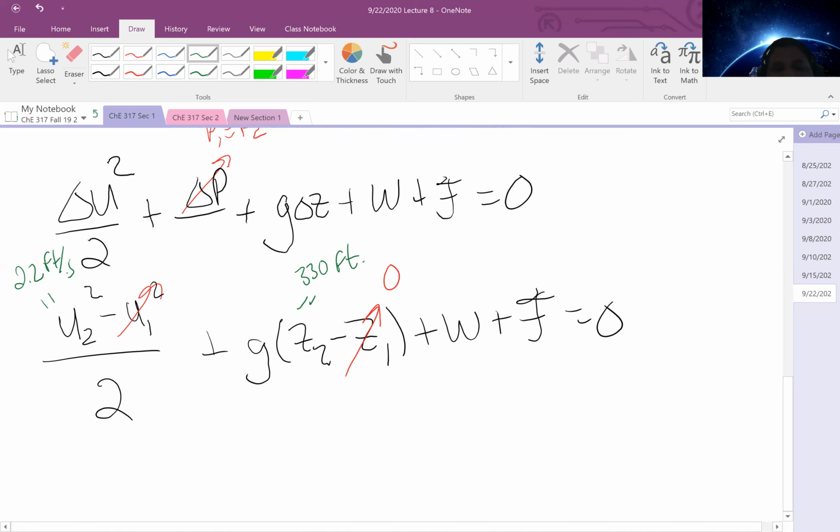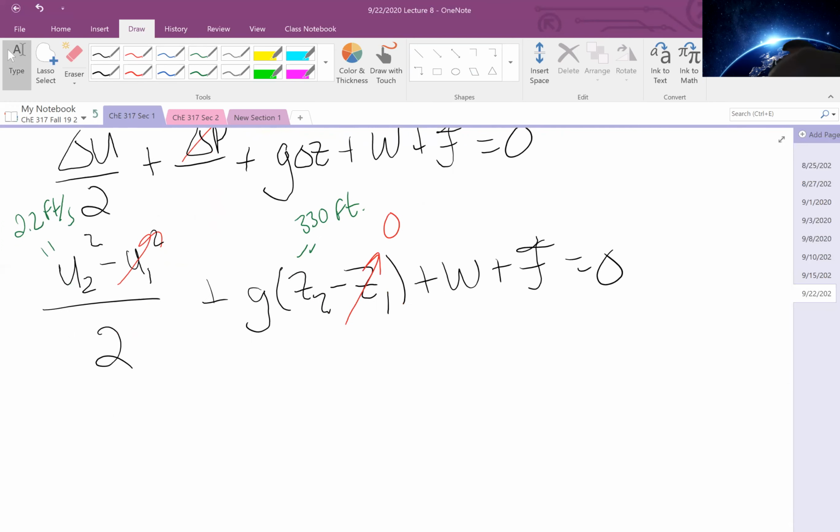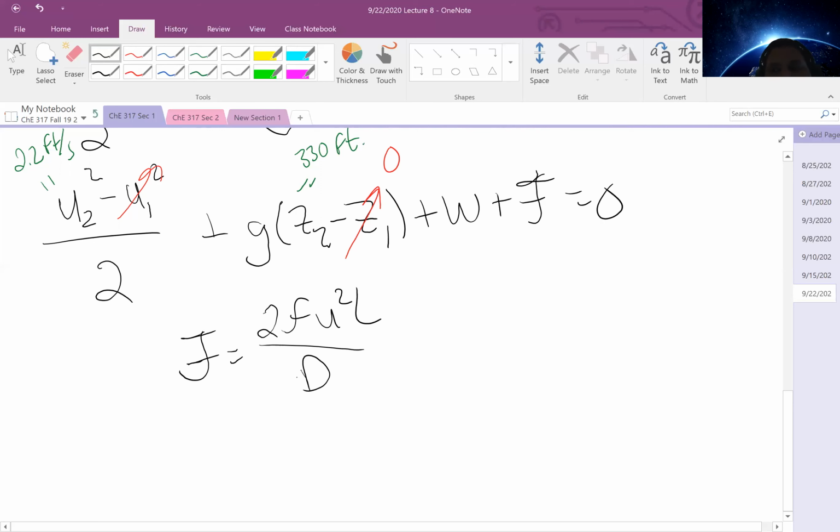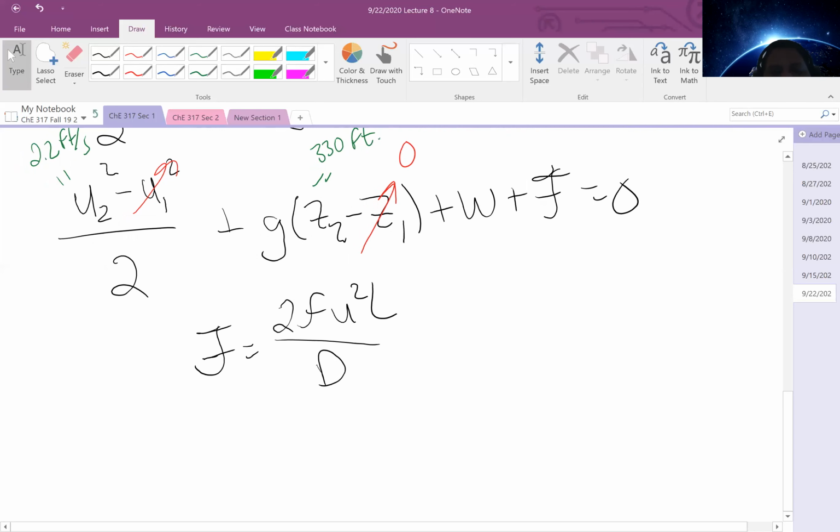So the only thing that I'm missing to solve for my work is my frictional dissipation. Now, the problem didn't say anything about expansion, contraction, or fittings, so I'm going to assume for this problem that the only friction I have to worry about is skin friction. So my expression for my skin friction in this case would be 2f u squared L over D, which means I need to determine my friction factor.